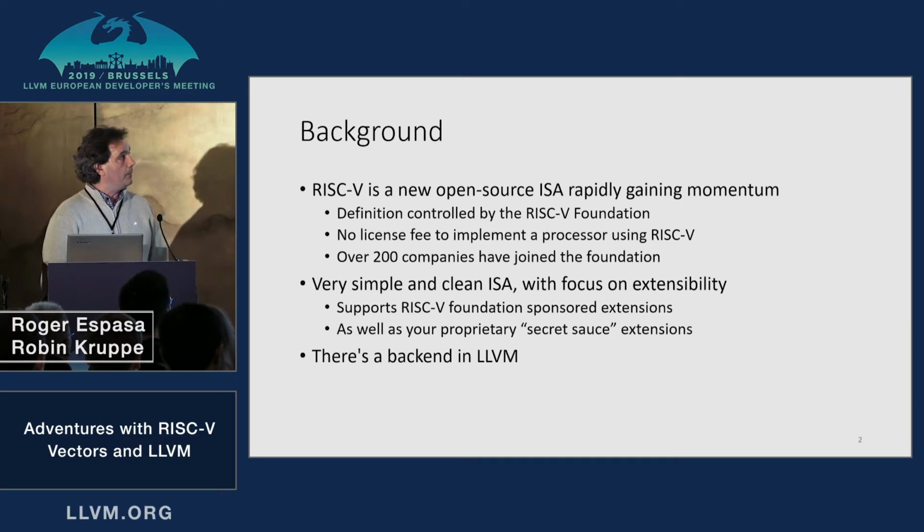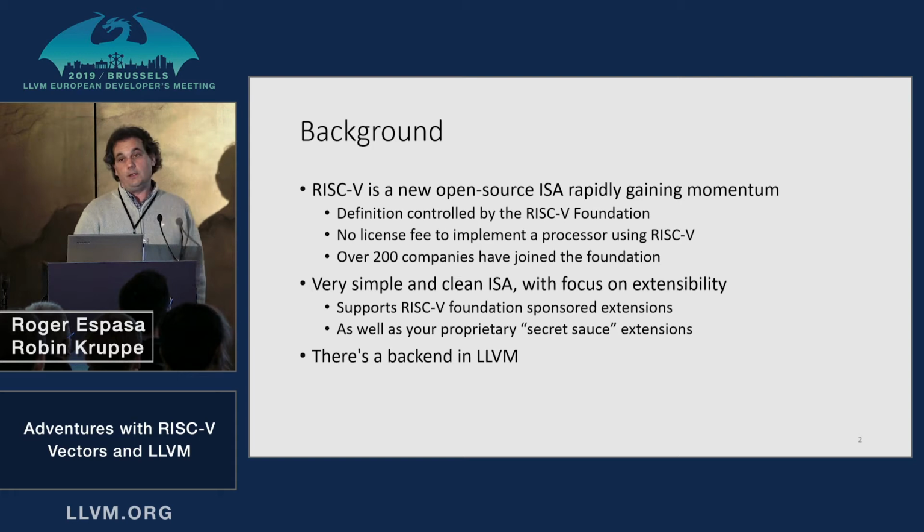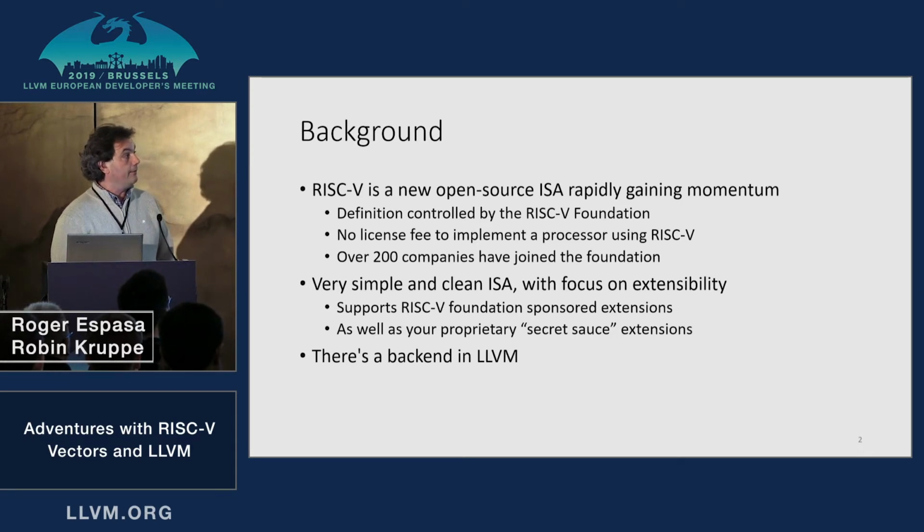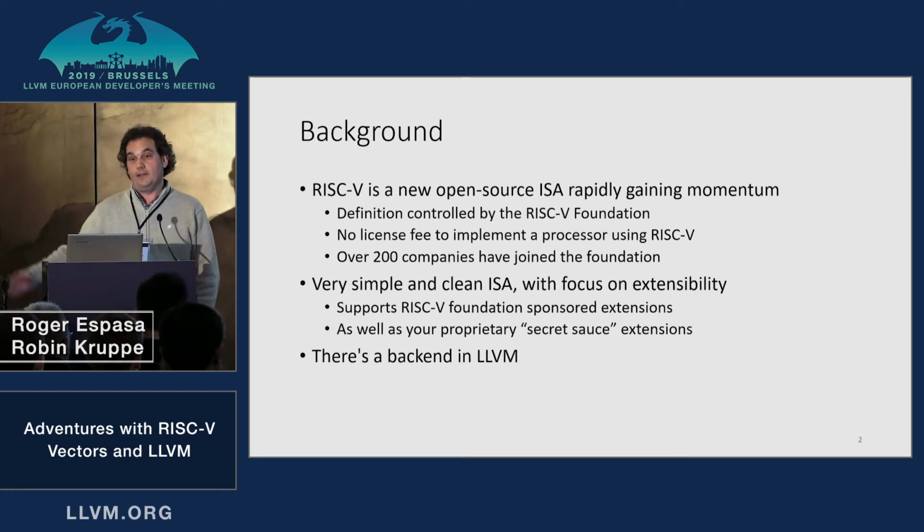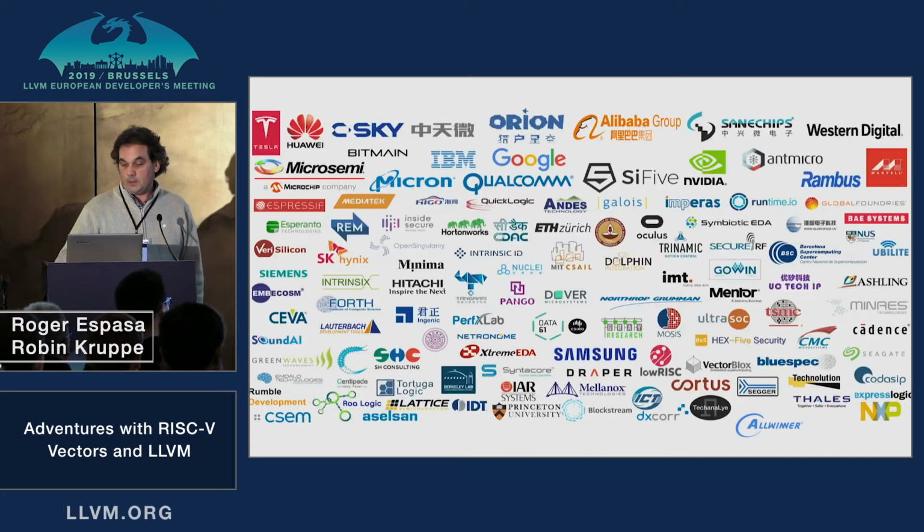So really popular. Probably you haven't seen lots of actual commercial designs yet. There's a lot of work going on in the shadows. It's happening. It's going to blossom at once very soon. But there's a lot of work going on. And the ISA is actually very clean, very simple, and we're here because there's a backend in LLVM that Robin will talk about.